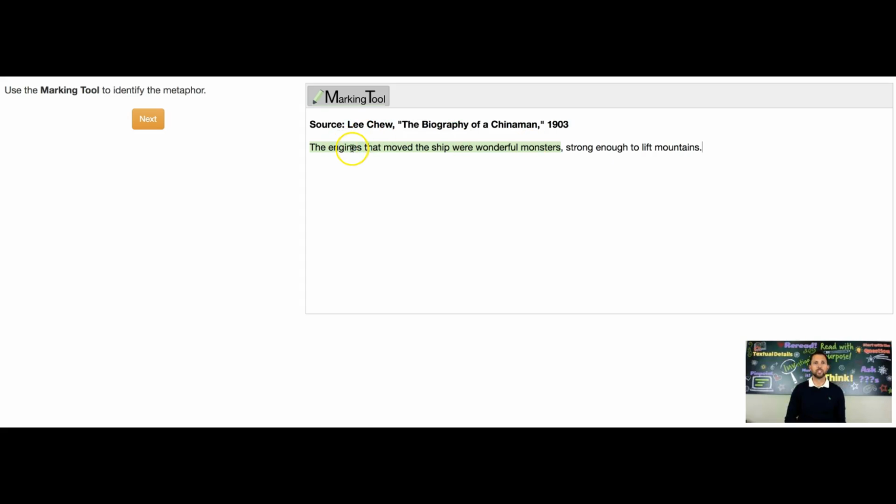The metaphor is engines that were wonderful monsters. So you're going to go ahead and mark all of this here as your answer.